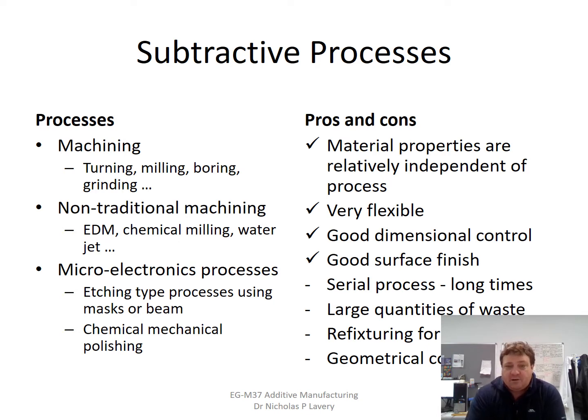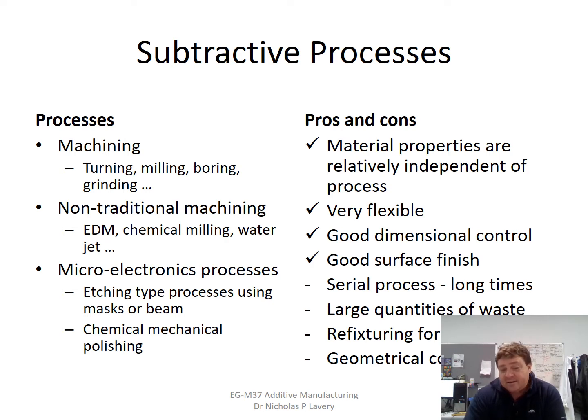Most of these are very generalized pros and cons. Material properties are relatively independent of the process because we're not changing the phase of the material. The material properties that we start with are the material properties that we end up with. So if you were to machine back a block of Ti64 and take it down to a particular component, that component will have the same or very similar material properties as the original block of Ti64. It's flexible. We tend to have very good dimensional control, so we can get down to very good geometrical tolerances, and generally the surface finish is good.